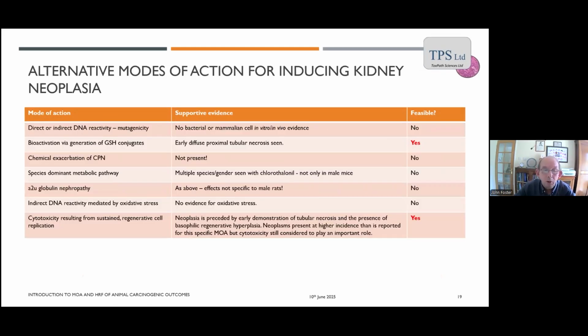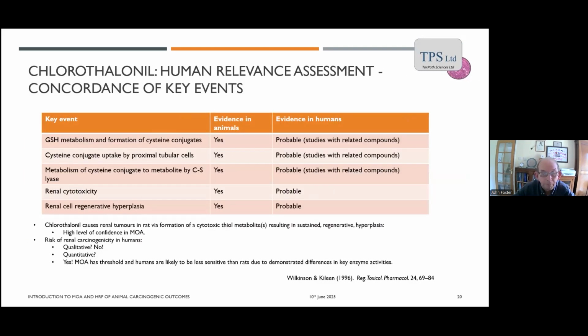So alternative modes of action, it's not genotoxic. We had done a very robust panel. We got generation of GSH conjugates, so that's yes. CPN exacerbation not present. Alpha-2 globulin not present. Indirect DNA reactivity, we saw no evidence for this, but we did get cytotoxicity. So we actually got 2 of our modes of action that were interacting to produce a cancer.